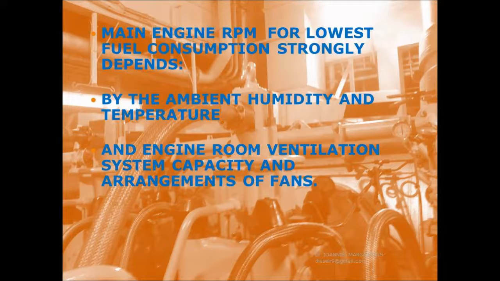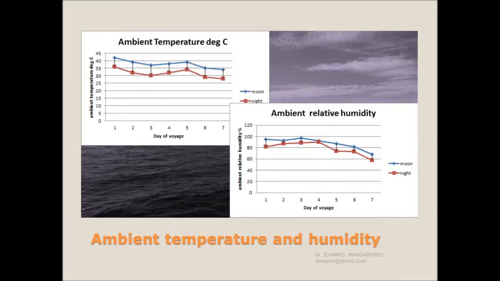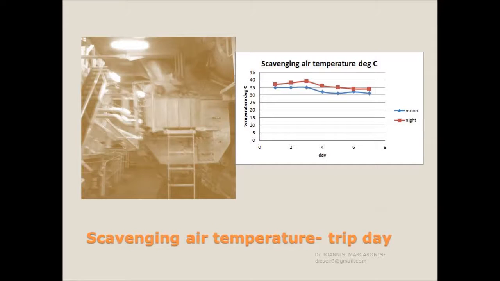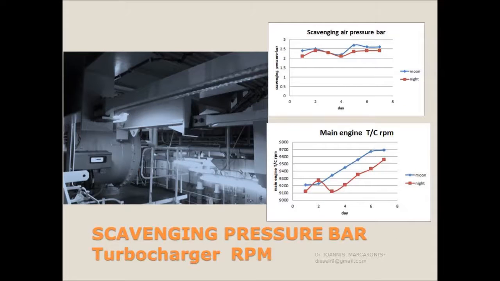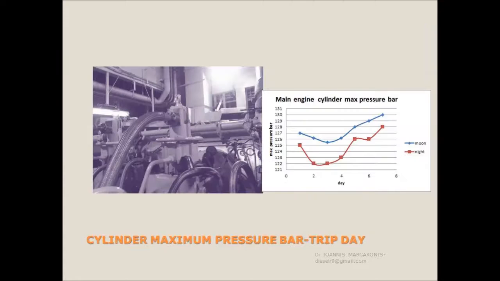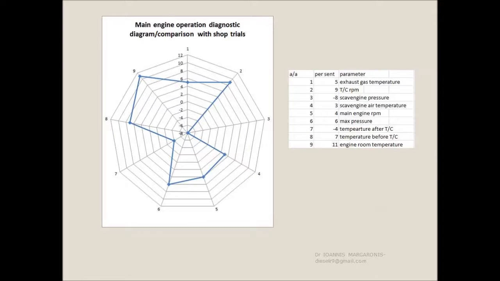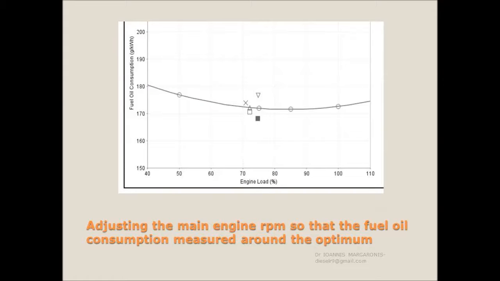Main engine RPM for lowest fuel consumption strongly depends on the ambient humidity and temperature, the engine room ventilation system capacity and arrangement of fans, ambient temperature and humidity. Scavenging air temperature, scavenging pressure, turbocharger RPM and cylinder maximum pressure are measured as well for power verification and diagnostic chart parameters. We adjust the main engine RPM so that the measured fuel oil consumption is around the optimum.